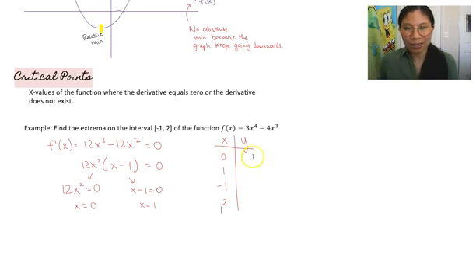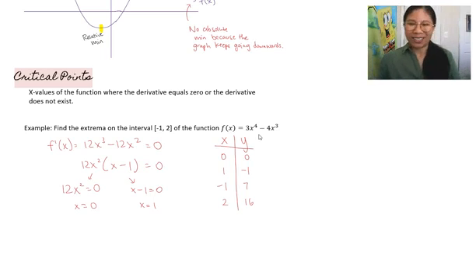So plugging in 0 into my original function, I get 0. Plugging in 1, I get -1. Plugging in -1, I get 3 minus 4 times -1, which is 7. And plugging in 2, mental math, here we go: 48 minus 32, 16? Hopefully I did that right.